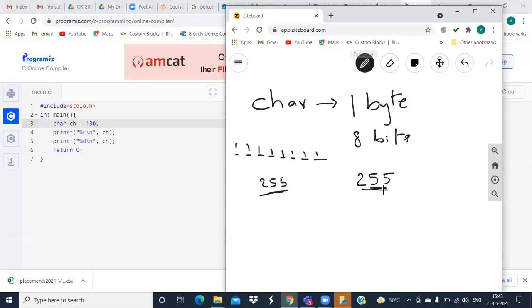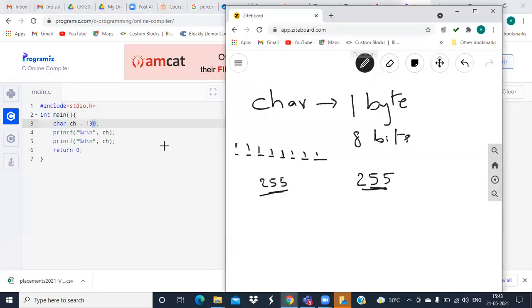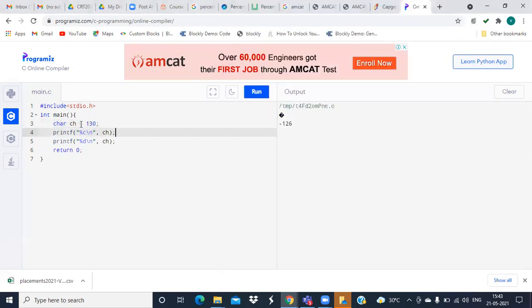Why this 255? Well, I gave just 130. If the real capacity of my character is 8 bits and it can hold up to 255, I just gave 130, but I'm really not able to get it back. If it is 97, it is working, but what happened to 130? It is within the limit of 255, but it is giving me minus 126. Why? Let us investigate.